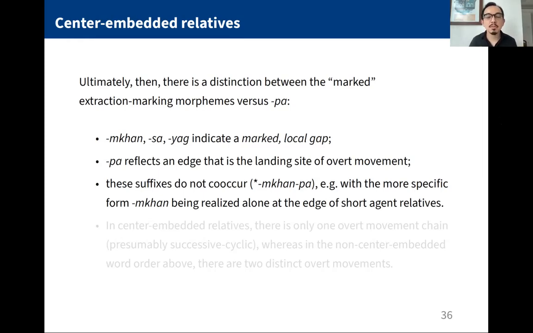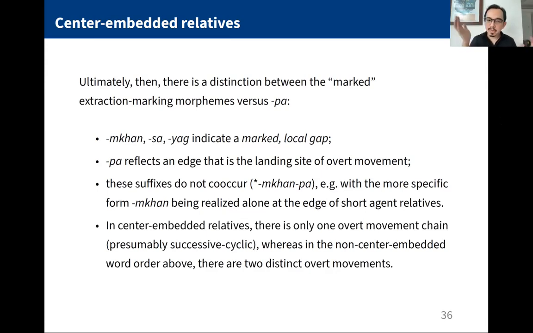I mean, ostensibly successive cyclic, but nonetheless, one chain of movement moving just to the pivot, and therefore you just get one instance of pa in a theme relative. And these suffixes cannot co-occur on the same verb, so there's going to be some kind of morphological process that might filter out forms like a verb ken pa for local agent relatives, for example.